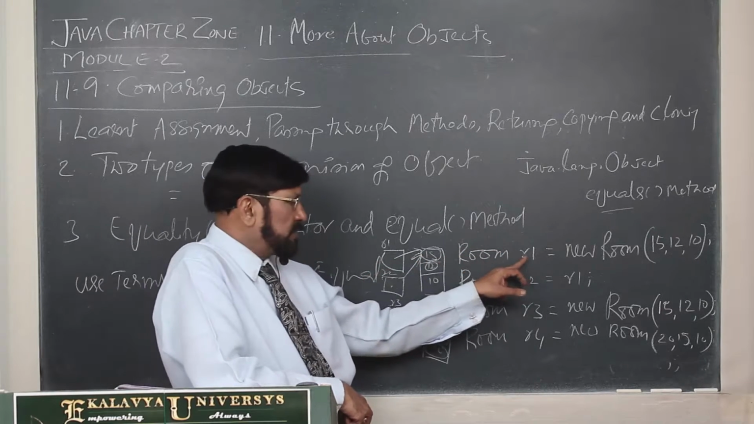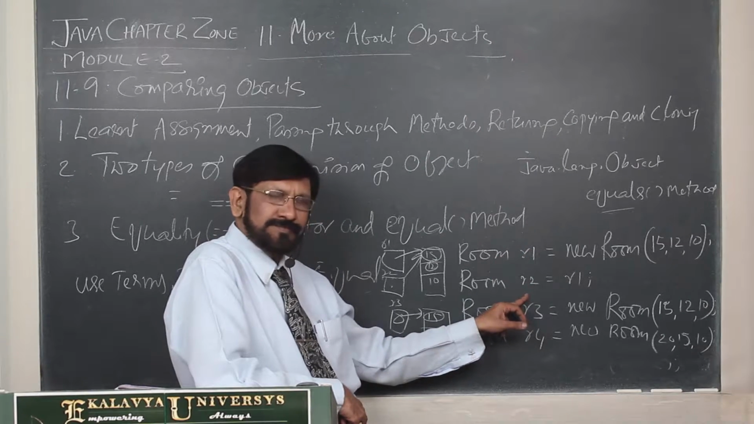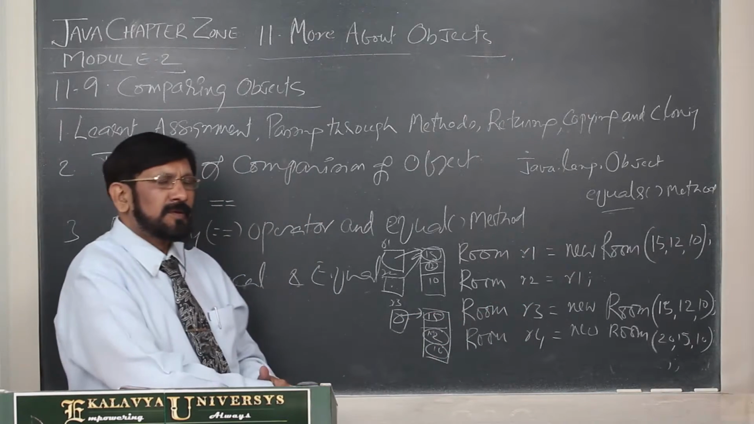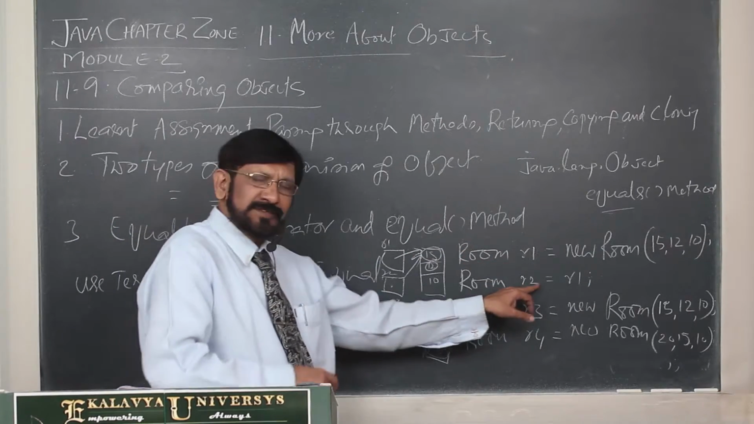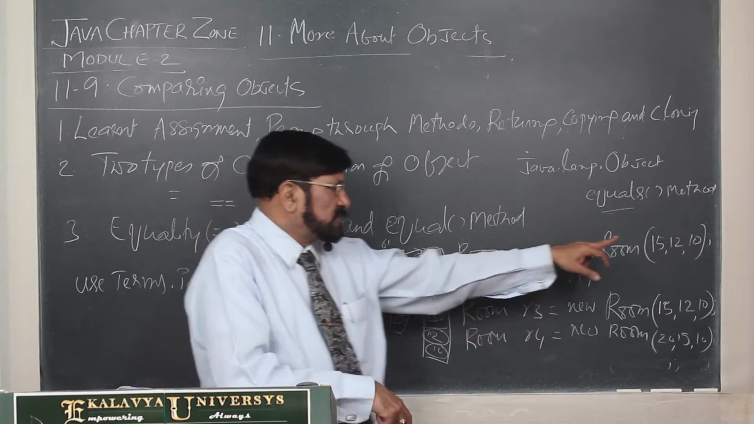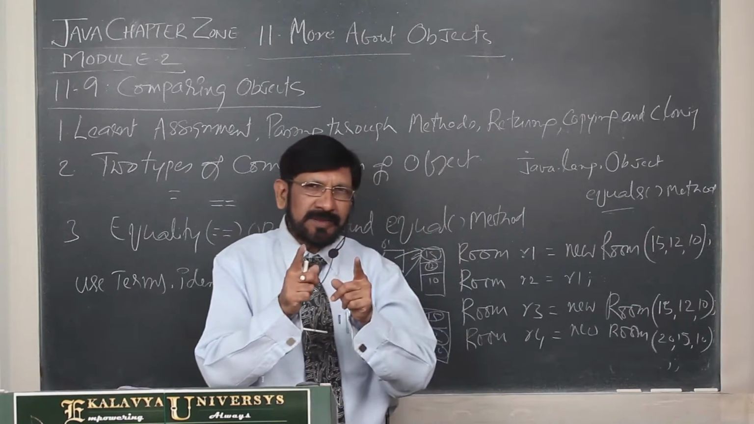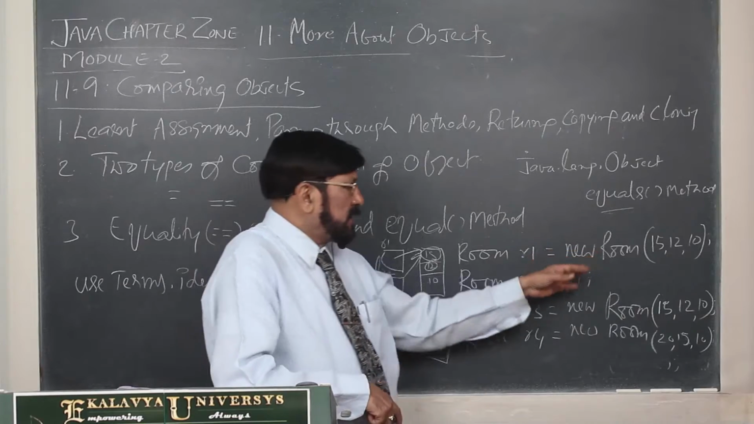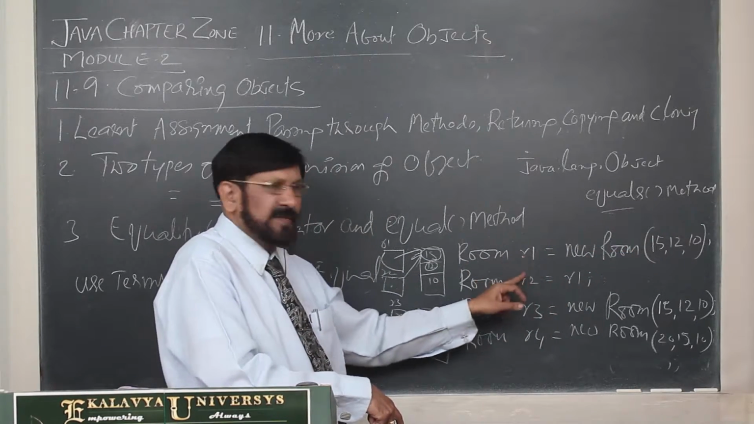As far as R1 and R2 are concerned, the references are equal. So by the equality operator, we can see the reference equality. Of course, here there is only one object. If two objects were there, we would have to compare them. Here object comparison will not be there. Only reference comparison is there.